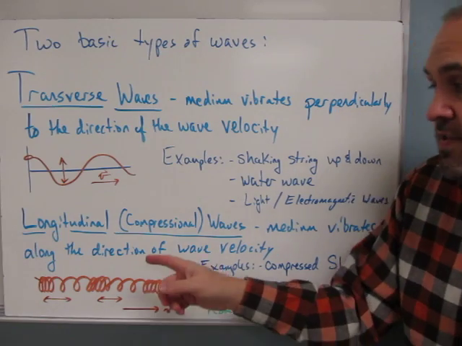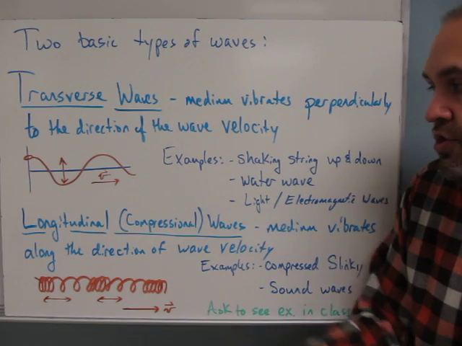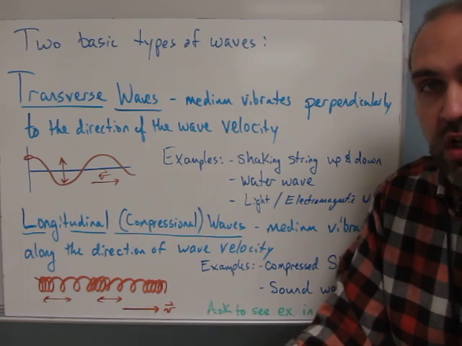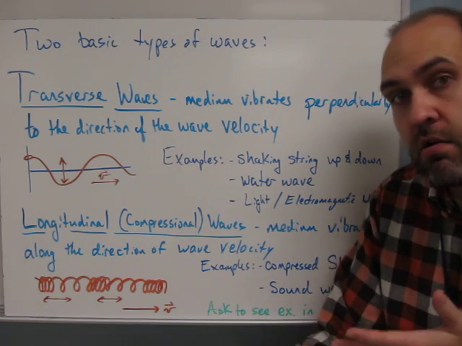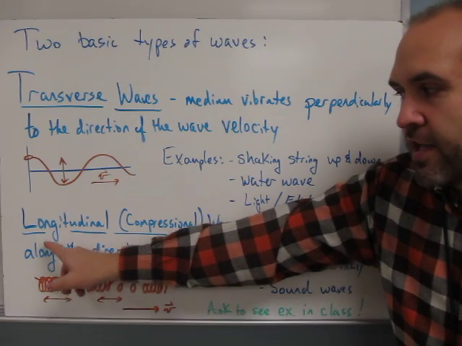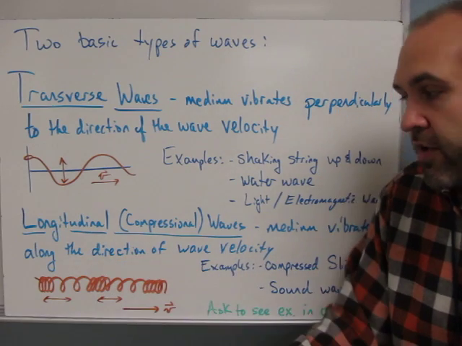The other type of wave is a longitudinal wave. Sometimes it's called a compressional wave, but it's called a longitudinal wave. That's when the medium vibrates along the direction of wave velocity. So instead of going perpendicular to the wave velocity, it vibrates parallel to, or along, the direction. I like to use the word along because it correlates with the name, right? Longitudinal: the medium vibrates along the direction that the wave moves.